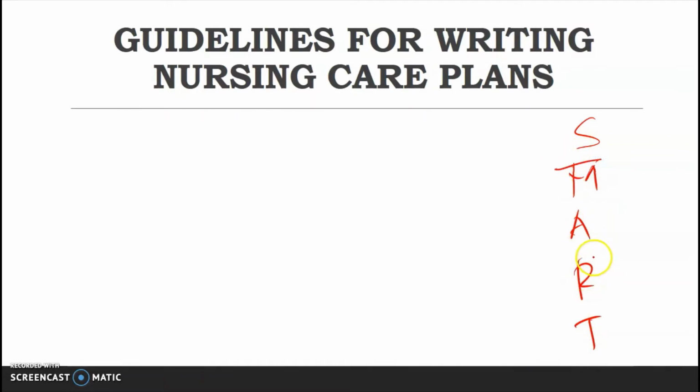SMART is specific. So the nursing care plan or the goal that you have to set has to be specific. It has to be measurable, attainable, realistic, and of course time bound. Okay, so it has to have these characteristics in order for you to come up with a good nursing care plan. So specific, measurable, attainable, realistic, and time bound.